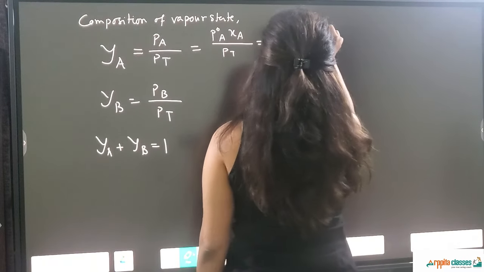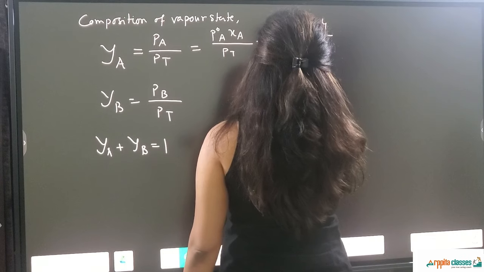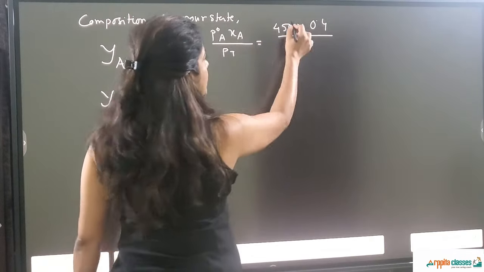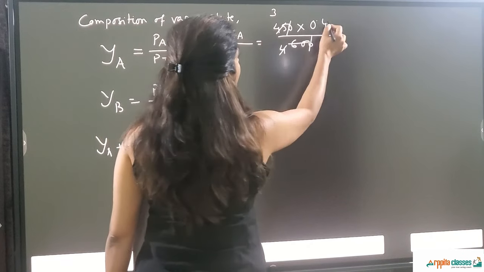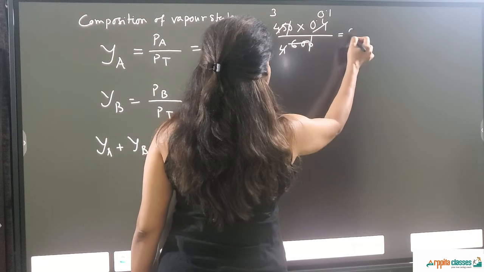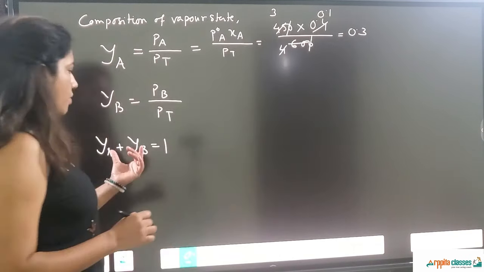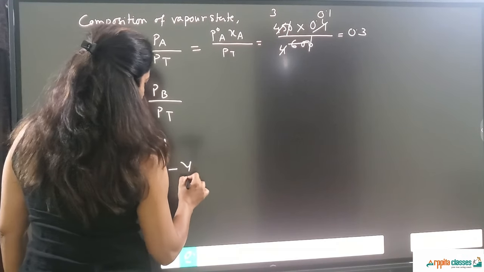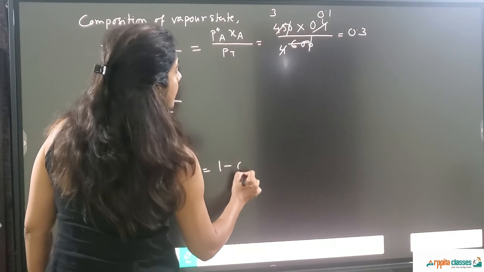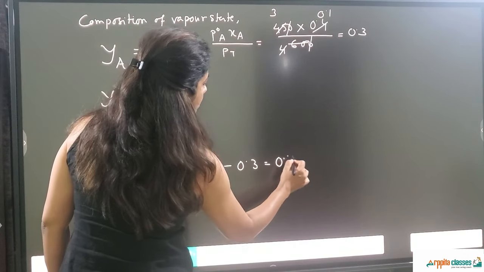So we'll put it here 0.4 upon 600. You can calculate this, 0 0 cancel. 15, 3, 15, 4, 4, and this is 0.1. So it's coming 0.3. So now this formula also we can use. YB is equal to 1 minus YA, that is 1 minus 0.3, that is 0.7.